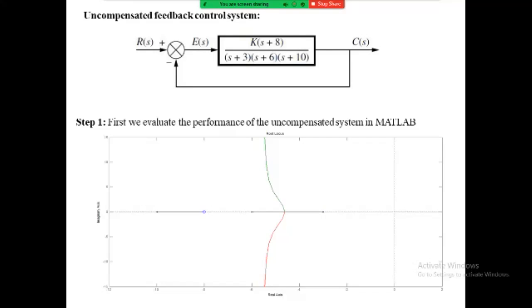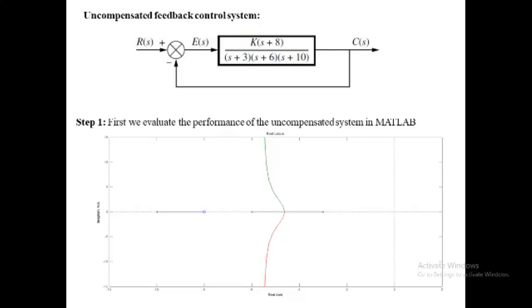Some steps are generally used to design the PID controller. I'm discussing these steps one by one. First, evaluate the performance of the uncompensated system to determine how much improvement in the transient response is required. Second, design the PD controller to meet the transient response specification. The design includes the zero location and the loop gain.